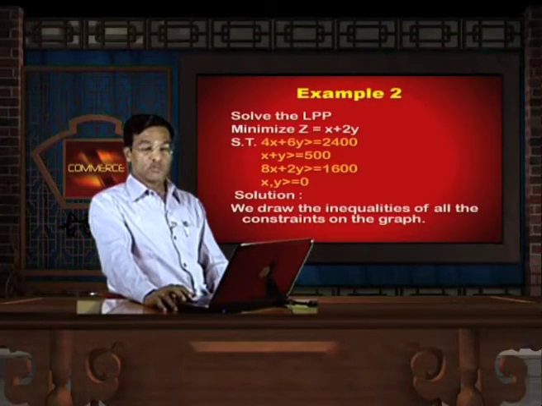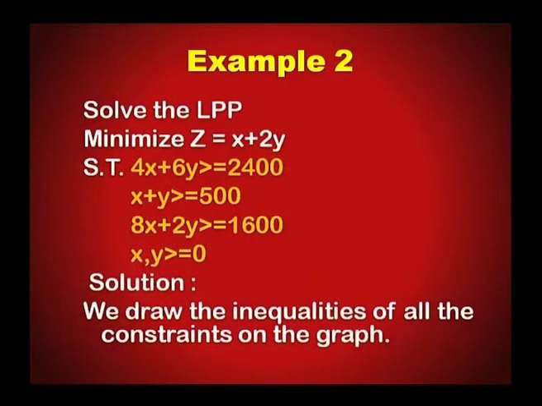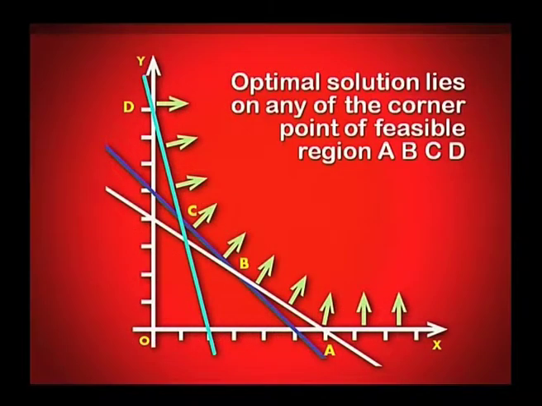Example 2: Solve the linear programming problem which minimizes z equals x plus 2y subject to the conditions 4x plus 6y greater than or equal to 2400, x plus y greater than or equal to 500, 8x plus 2y greater than or equal to 1600, x, y greater than or equal to 0. Its solution is, we draw the inequalities of all the constraints on the graph as shown here.